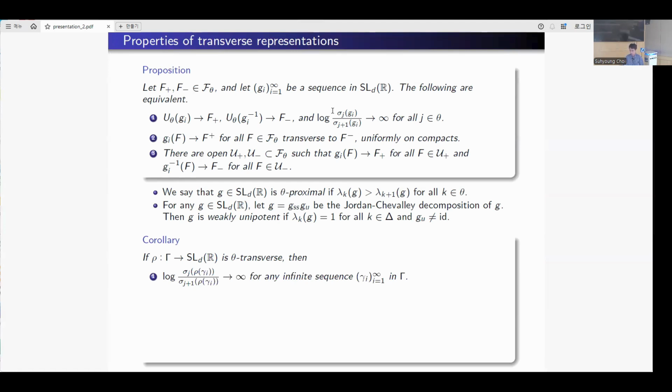You can deduce this singular value gap going to infinity from looking at the dynamics of u plus and u minus on my flag manifold. Okay.